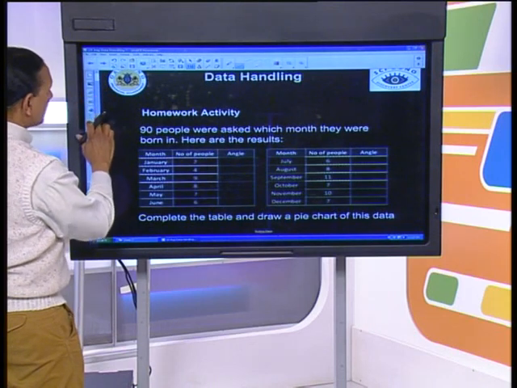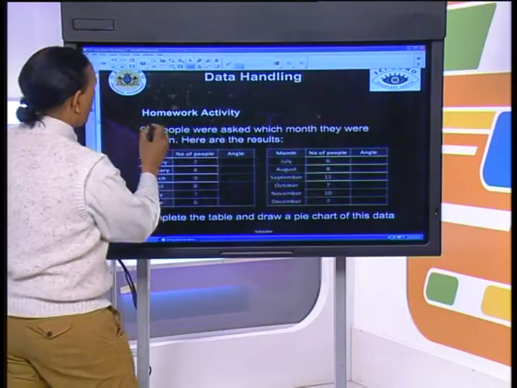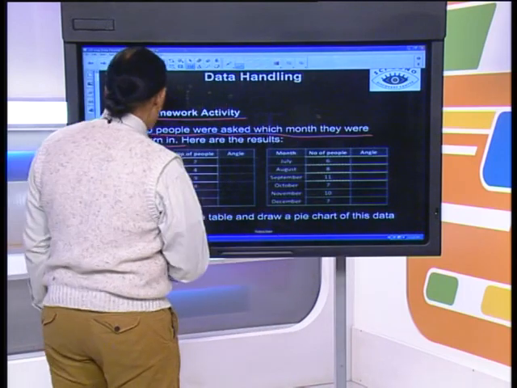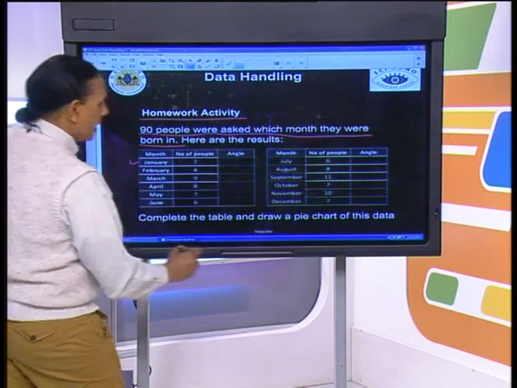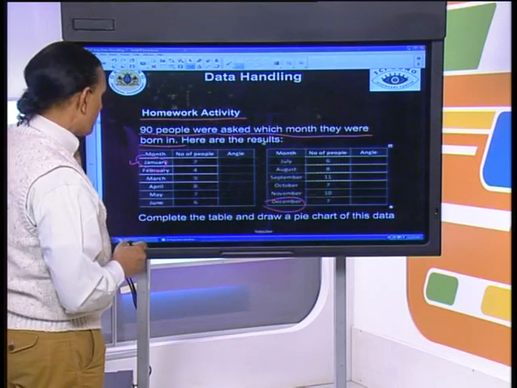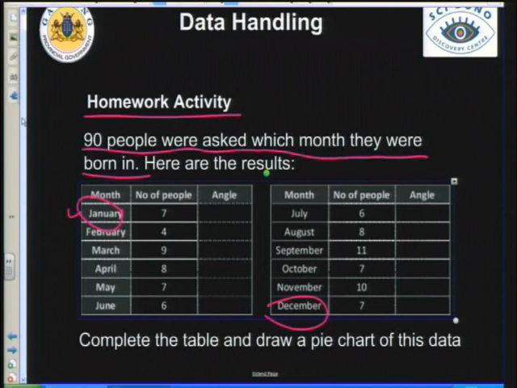Let's look at the homework activities now. So for homework, I need you to look at the following one. 90 people were asked in which month they were born. Here are the results, from January right up to December. Now you need to work out the angle for each one. So that's your first step. Work out the angle for each one. Please remember that. Then you must complete the table and draw a pie chart.